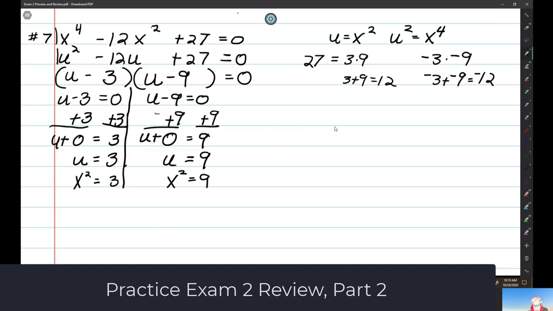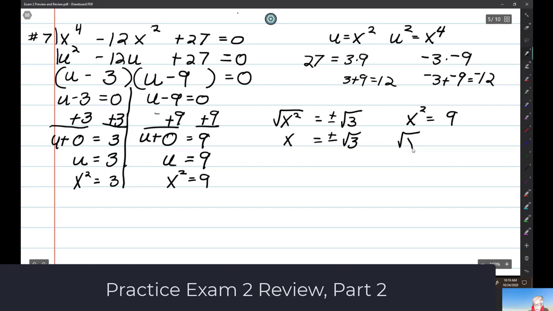So you are going to use the square root property, the square root of x squared equals plus or minus the square root of 3. So x equals plus or minus the square root of 3. And you have x squared equals 9. So the square root of x squared equals plus or minus the square root of 9. Square root of x squared is x. We have plus or minus the square root of 9 is 3.